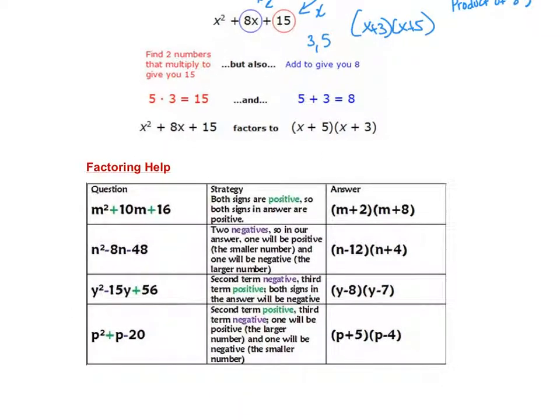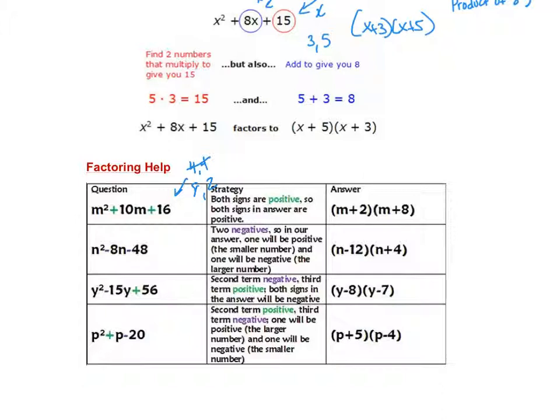So here's a few more examples. m squared plus 10m plus 16. I need two things that multiply to 16 and add to 10. So just think of all the numbers that multiply to 16. It could be 4 and 4. Well, that doesn't add to 10. It could be 8 times 2. And there it is. So it's m plus 2 and m plus 8.